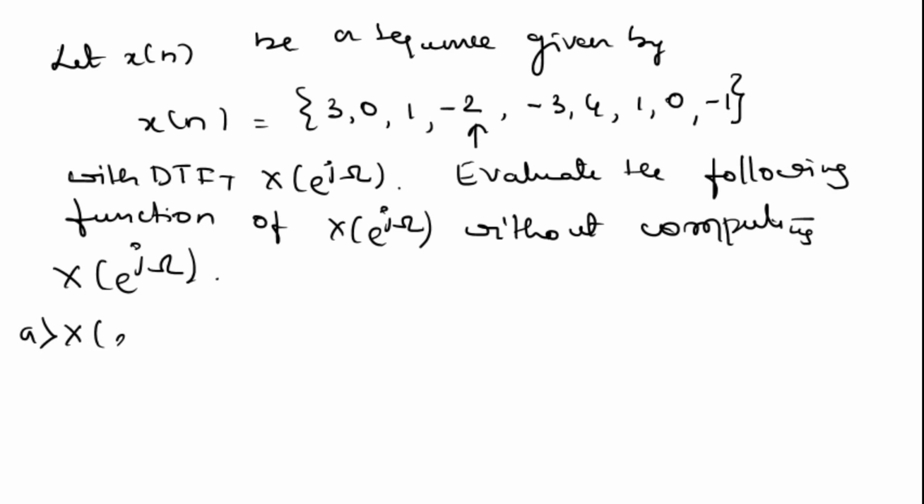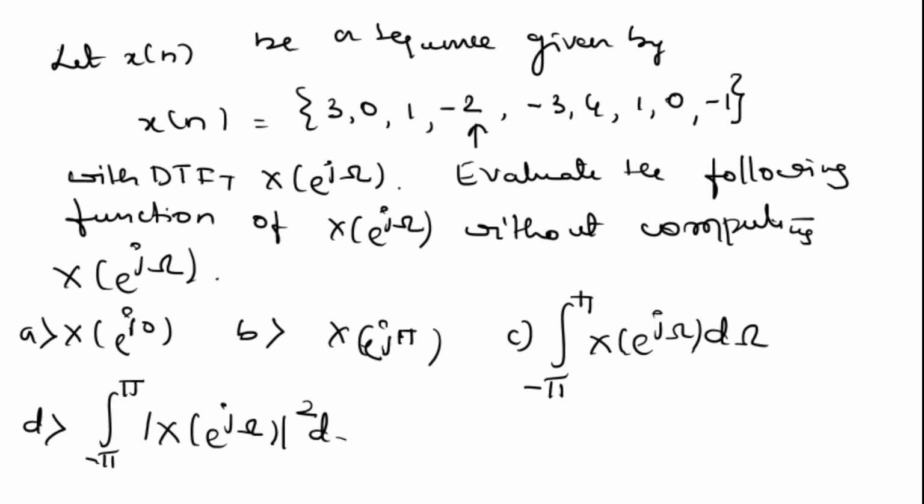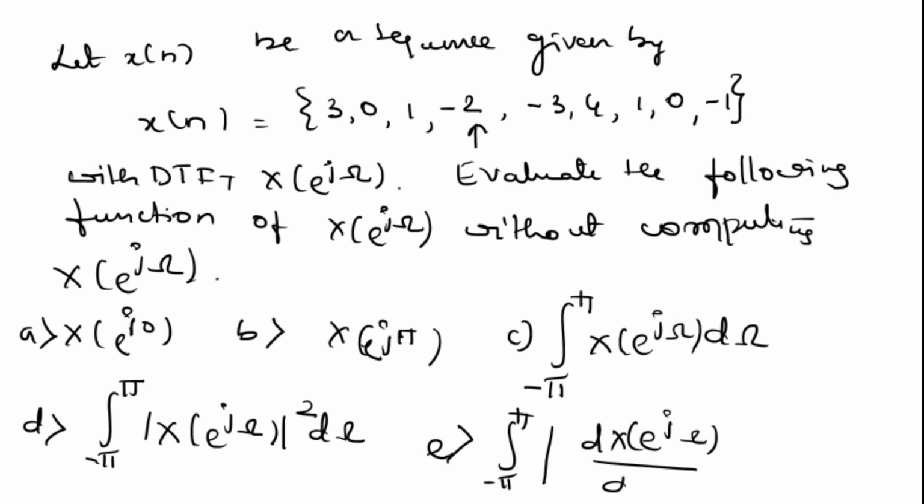First one is X of e^(j 0), second one is X of e^(j pi), third one is integration from minus pi to pi of X of e^(j omega) d omega, fourth one is integration from minus pi to pi of mod of X of e^(j omega) whole square d omega, and last one is integration from minus pi to pi of mod of d X of e^(j omega) divided by d omega whole square d omega.